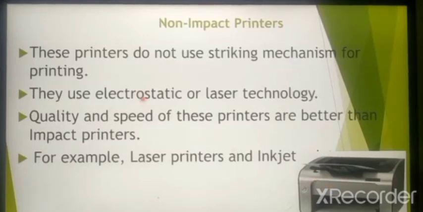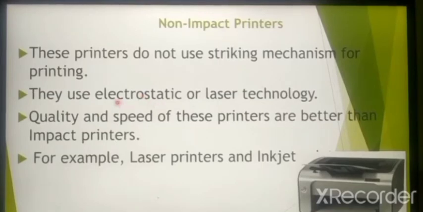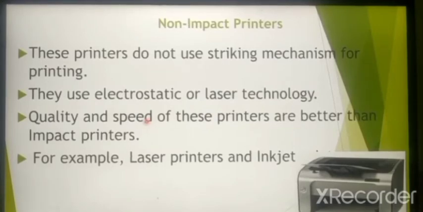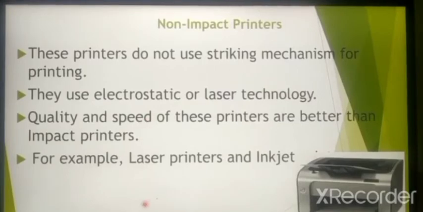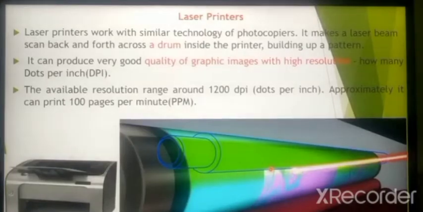The laser printer uses laser light. These non-impact printers work with the help of light energy. So it is also called electrostatic or laser technology. Due to light energy, it can print the information in a much faster manner with good quality of images than impact printers. Here are given two different examples of non-impact printers, the laser printer and the inkjet printer.